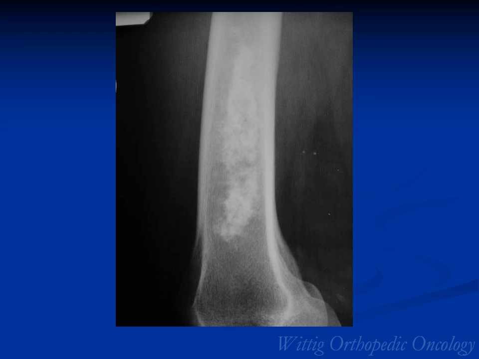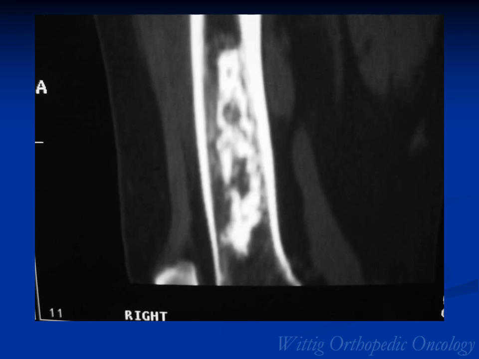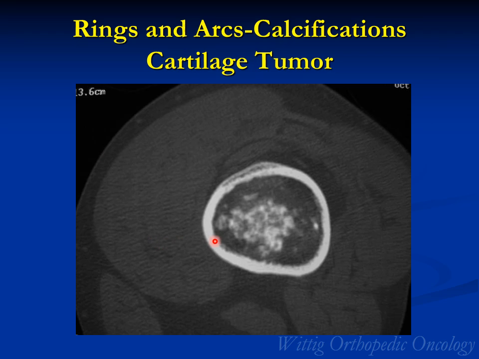This is a lateral view and a CAT scan of the lesion. There's a CAT scan of an enchondroma or a low-grade chondrosarcoma of the femur, where you can really make out nicely the little rings associated with the calcification around the individual lobules of cartilaginous tissue.